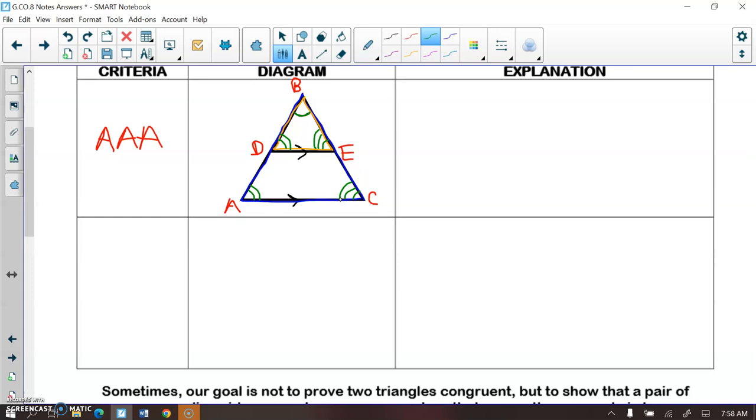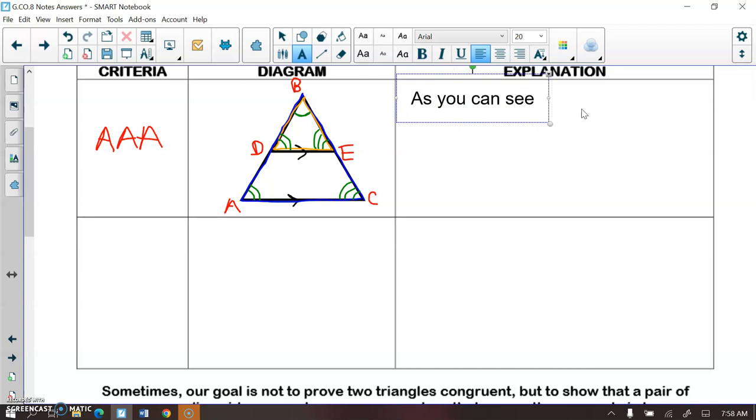So we see that my small triangle, that's in yellow, and my big triangle, that's in blue, have three corresponding angles congruent. However, are these two triangles congruent? No, we can clearly see that my yellow triangle is smaller than my big triangle. So this picture shows why the AAA criteria does not work. So we're going to write a quick explanation.